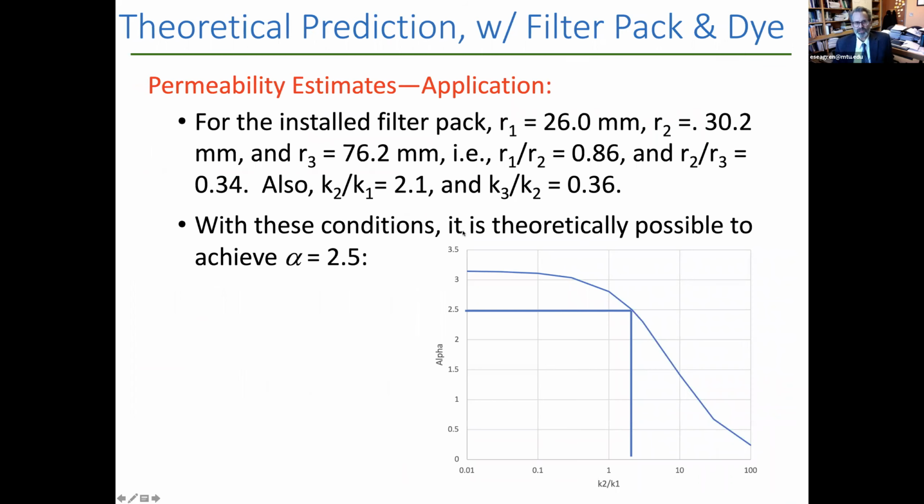So for these conditions, we ended up with a K2 over K1, the ratio of the filter pack to the well screen permeability, of about 2.1. So that would be down here. And if we come up, and this line here is plotted for the K3, the ratio of the aquifer permeability to the filter pack permeability, a ratio of 0.36, the maximum alpha that we expect is about 2.5. So we can't get to that 4 alpha here.